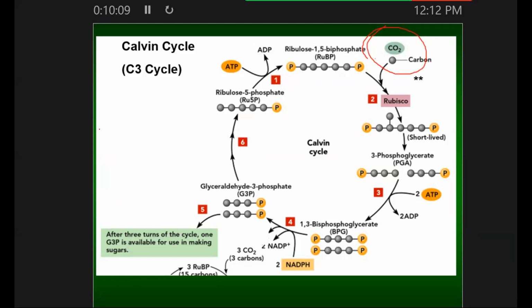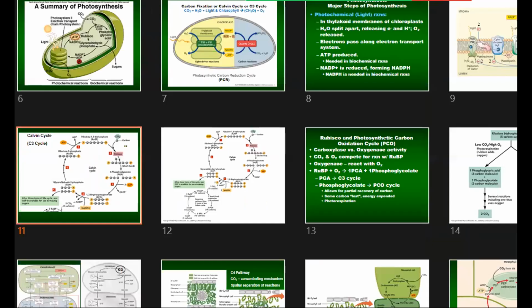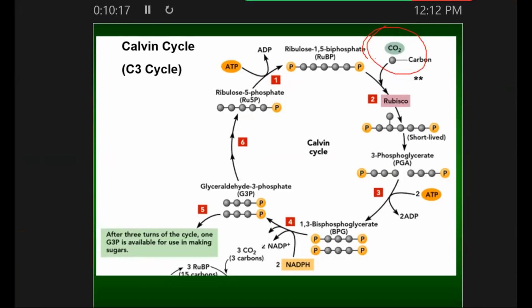Let's talk a little bit about that. Well, no, let me finish the thought here. All right, so we have the PGA formed, and then you see the PGA, those 2 molecules will go through a series of reactions, and you'll finally end up with the G3P being formed. Okay, so that's kind of like the second phase of the Calvin cycle.